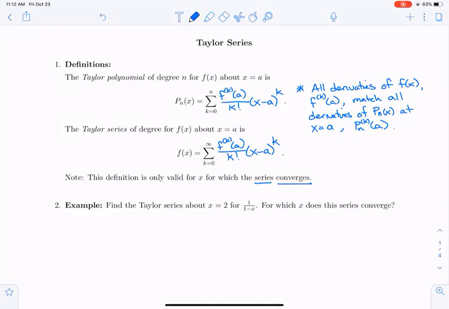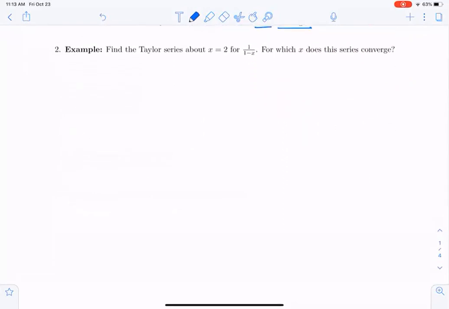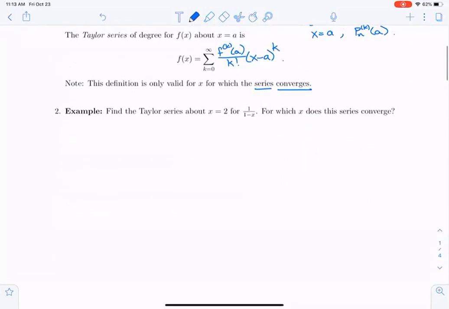So this is best illustrated by using an example. So we're going to find the Taylor series about the point x equals 2 for a function. The function is going to be 1 over 1 minus x. Now, 1 over 1 minus x, we're quite familiar with, right? That's the sum of a geometric series, but that's the sum of a geometric series that's centered at x equals 0. Now I want to find a Taylor series about the point x equals 2.